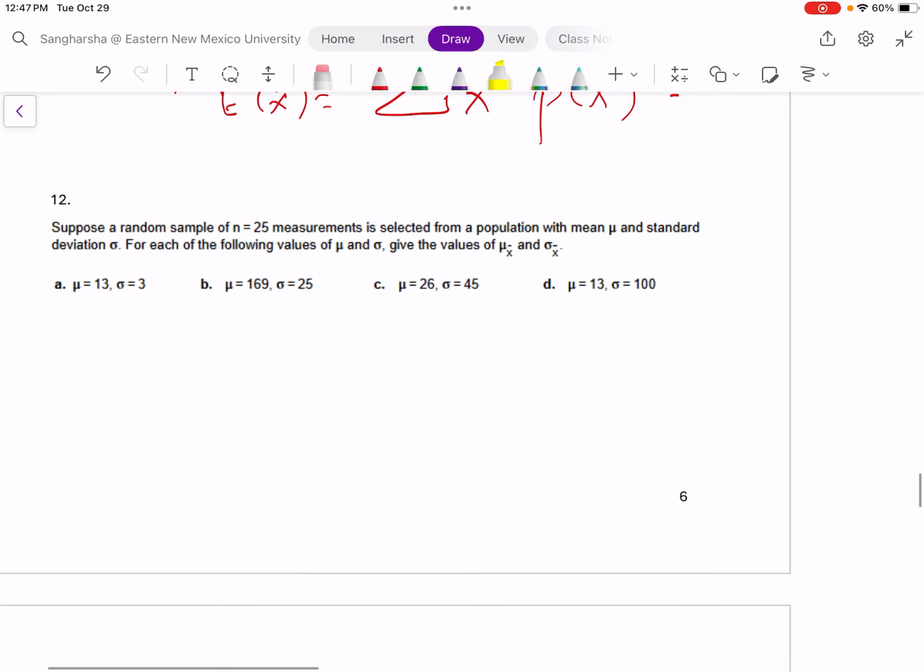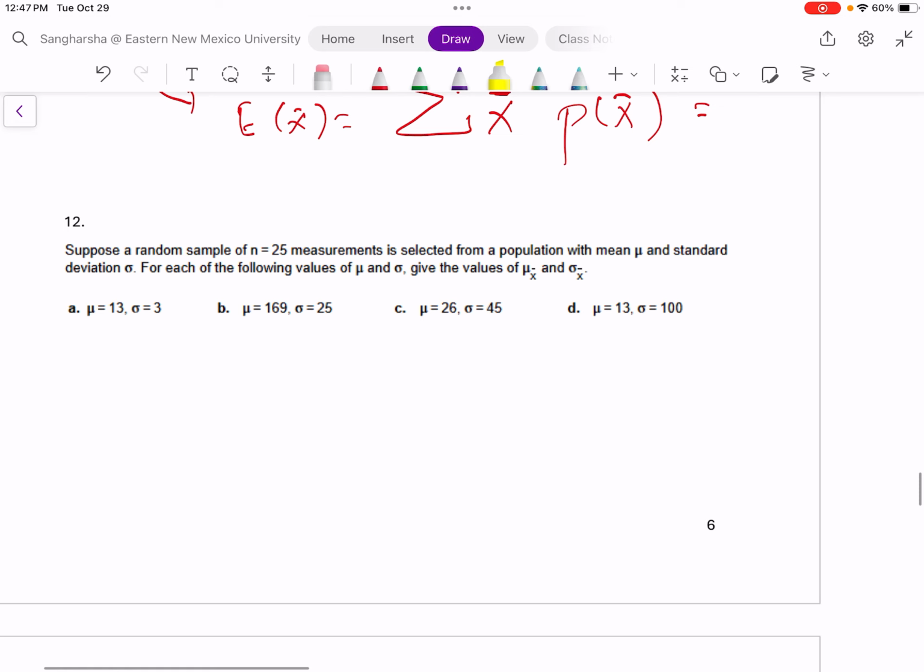You will have one problem very similar to number 12. So our n is given, 25, okay? This is the population size. The mean of the population is given, so for number A, the mean is 13, the standard deviation is 3. And we are asked to find mu of x bar and sigma of x bar.